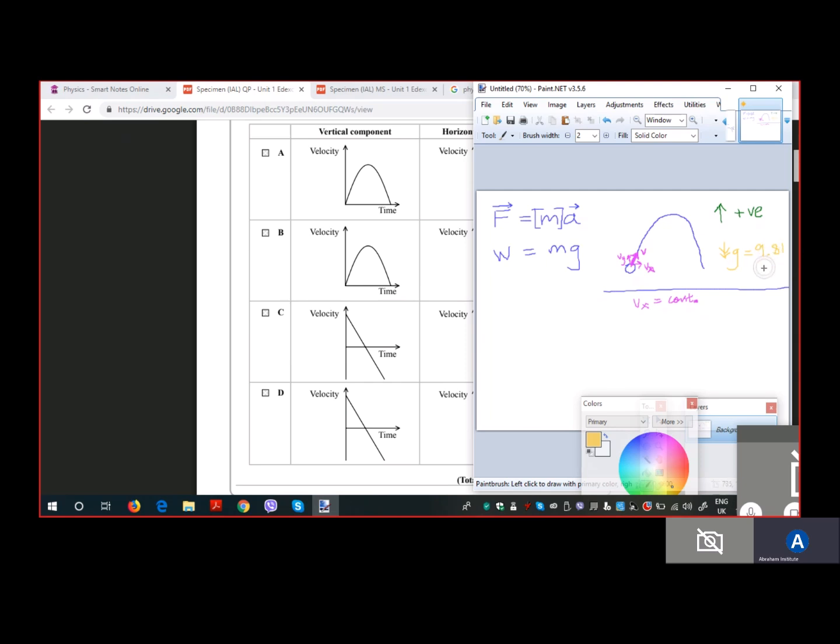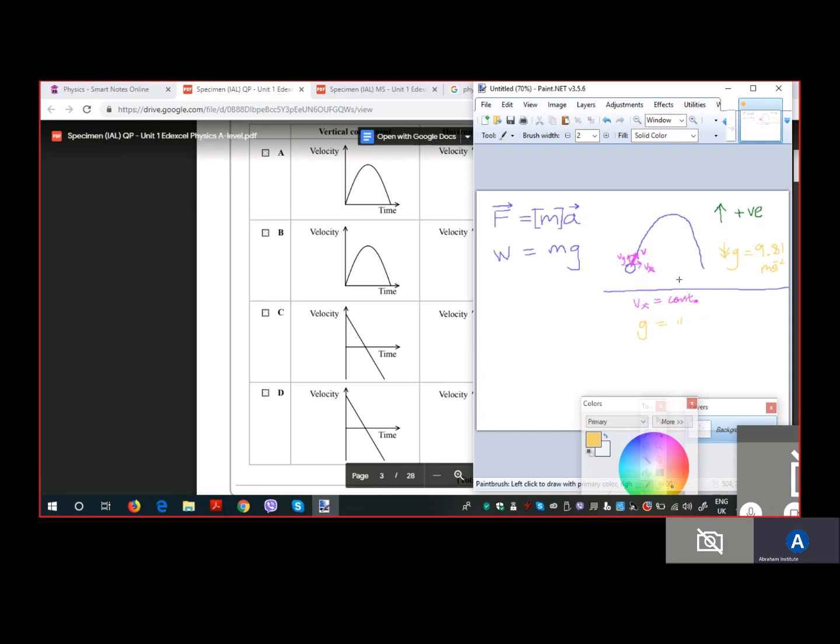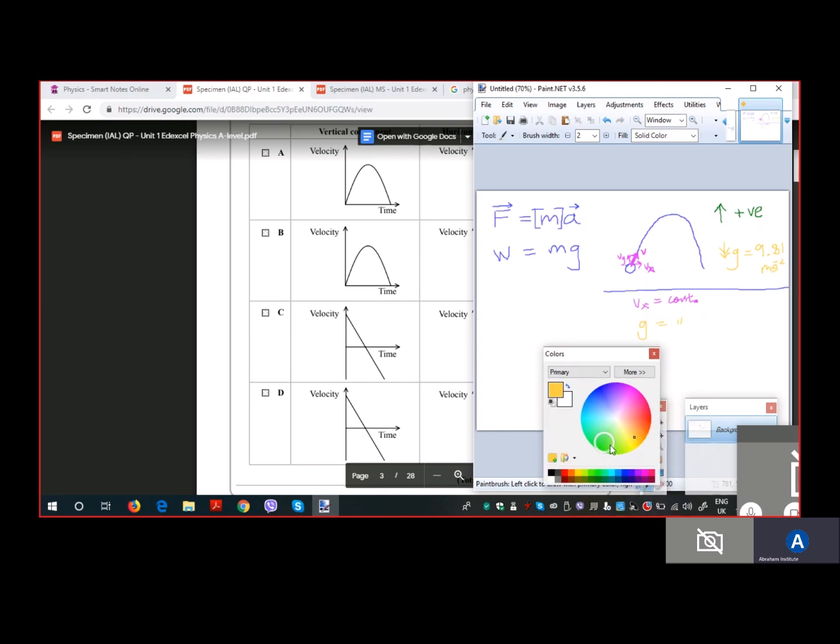9.81 meters per second squared. It is a constant, so here we can also say g equals a constant. We took up as positive. g is always downwards, do you get it? Because the weight force is always down. The weight and the acceleration due to that weight, which is called the acceleration of free fall, should both be in the same direction.